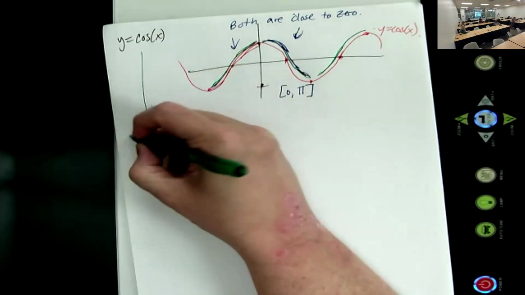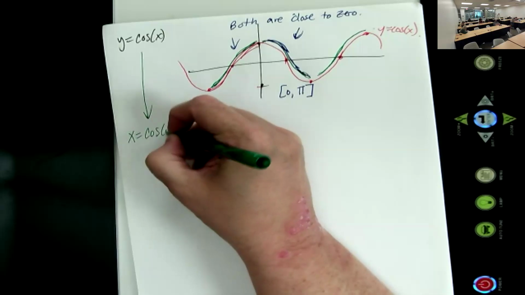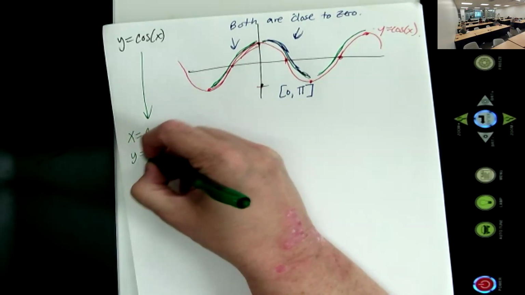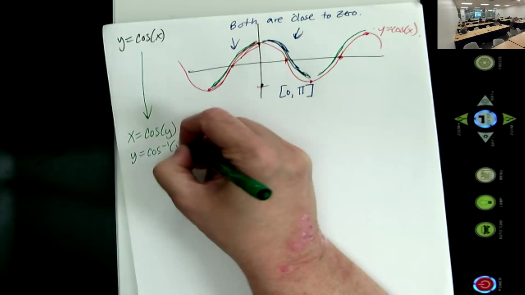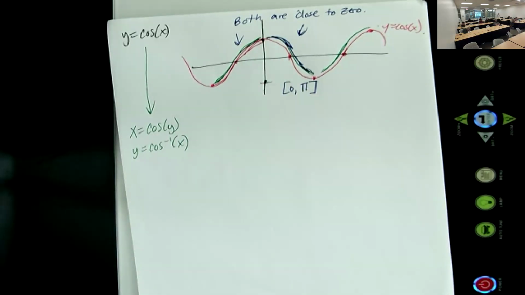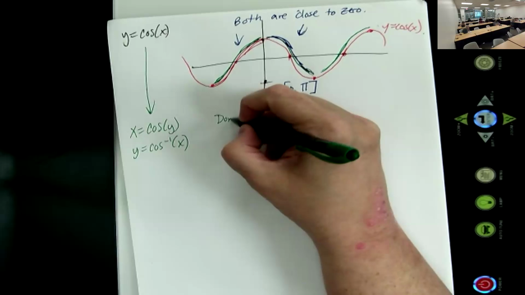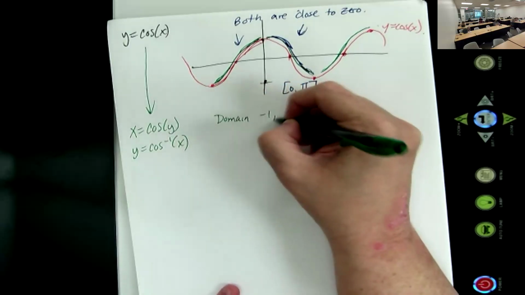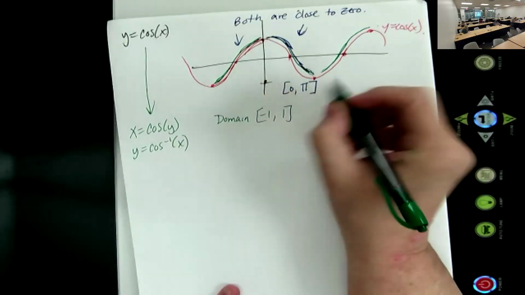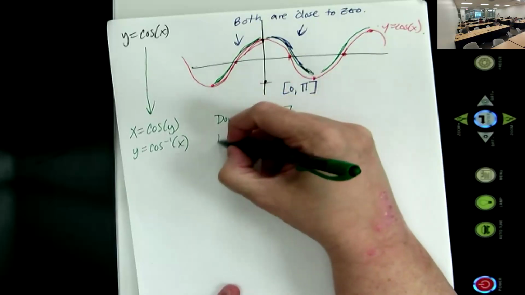So we swap these, x equals cosine y, or y equals cosine inverse x. Again, y is the angle. The domain is -1 to 1, and the range here is 0 to pi.